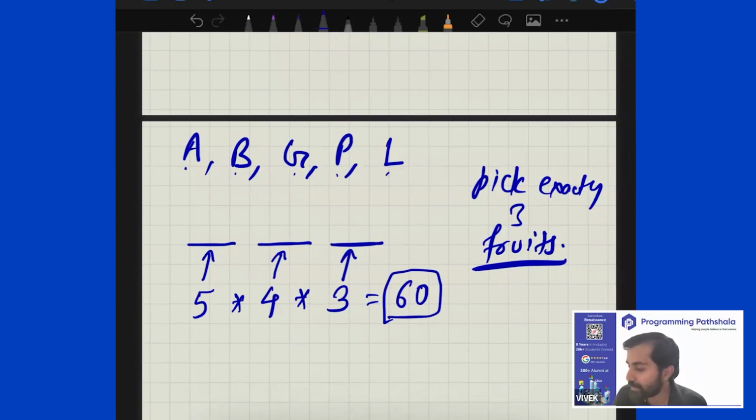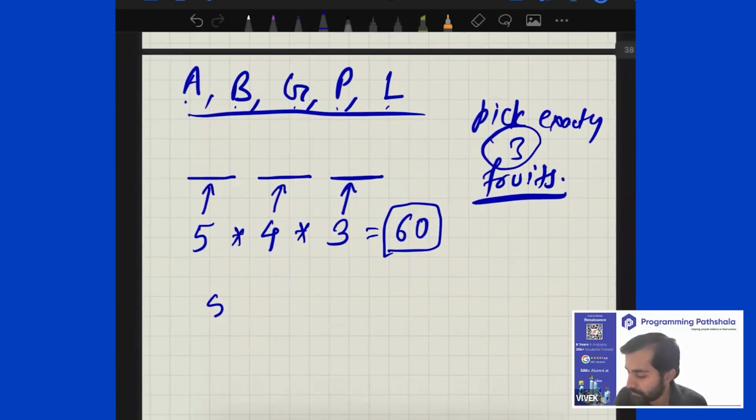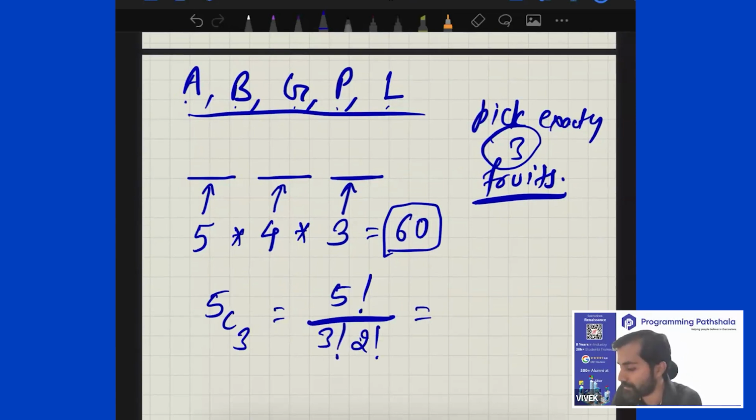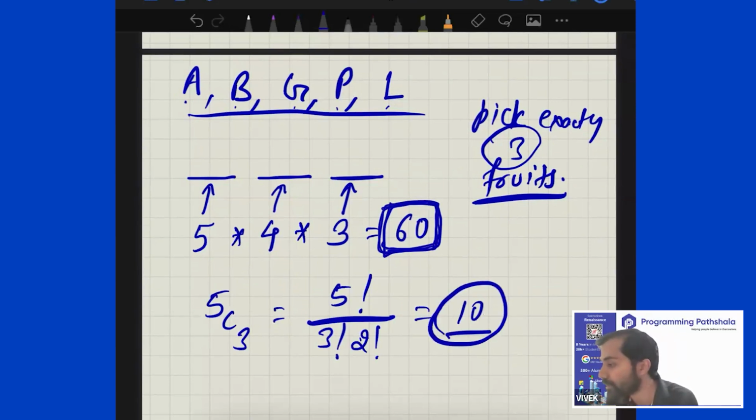But in reality, what is your answer? If somebody asks you to pick 3 fruits out of these 5 fruits, you apply this formula, 5C3. And what is the value of 5C3? 5 factorial by 3 factorial, 2 factorial. How much is this thing? This thing is 10. So what is the logical mistake in this? Why is this thing 60 and why is my actual answer 10?